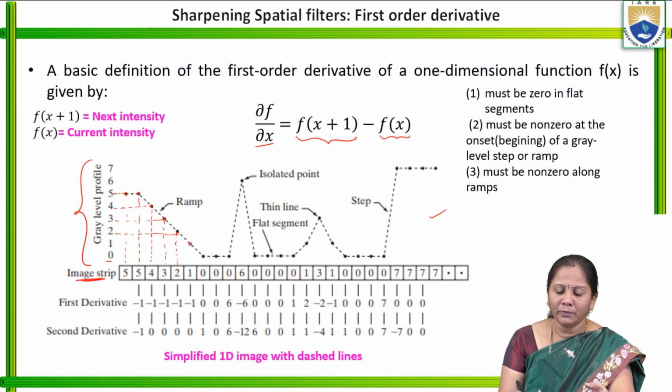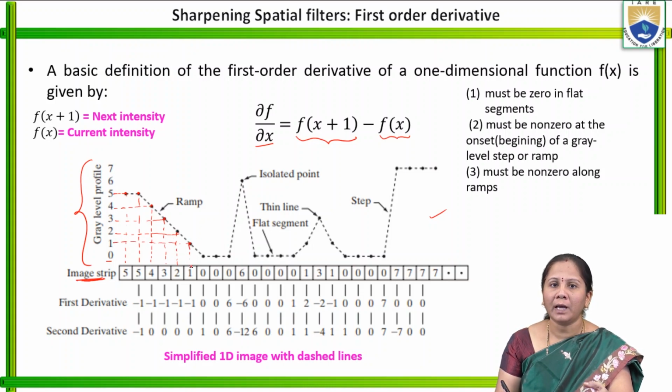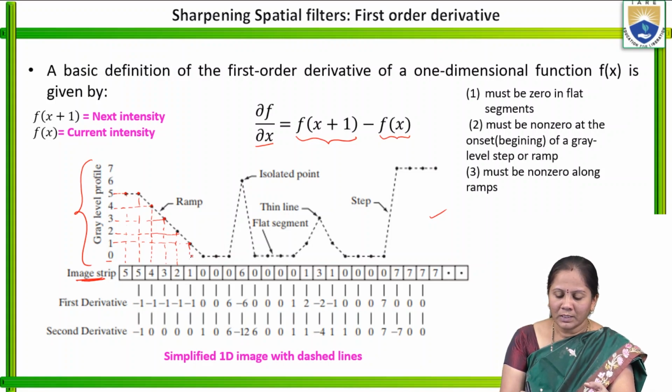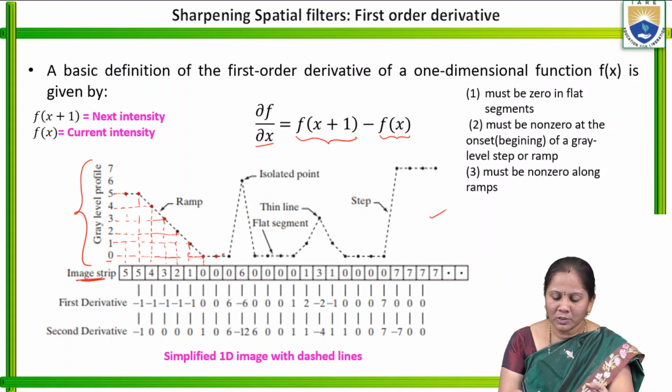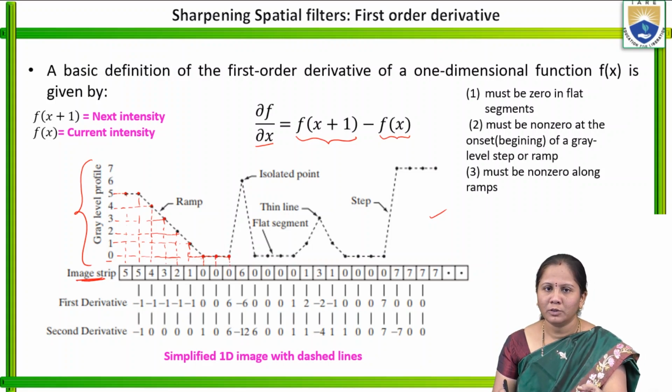Now if you consider this point, at this point the intensity level is 1, so on the image strip it is indicated as 1. Similarly, at this particular point, the intensity level is 0, so on the strip it is indicated as 0. The next 2 points also have the same intensity level 0 only. That's why here on the strip it is indicated as 0.